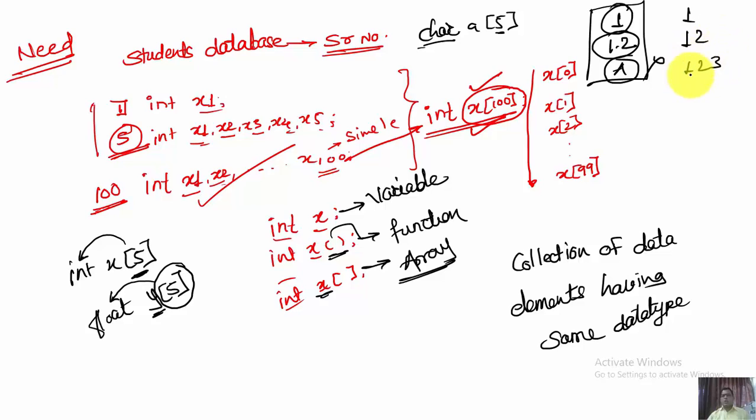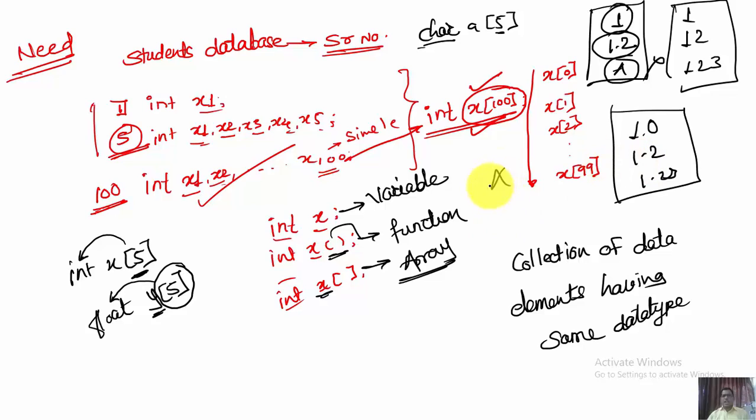We can say 1, 1 2, 1 2 3 is an array, because all these values are integers. Or 1.0, 1.2, 1.23, which are floating point values. Or A, B, C, which are characters. These are all arrays, but the earlier mixed example is not an array.